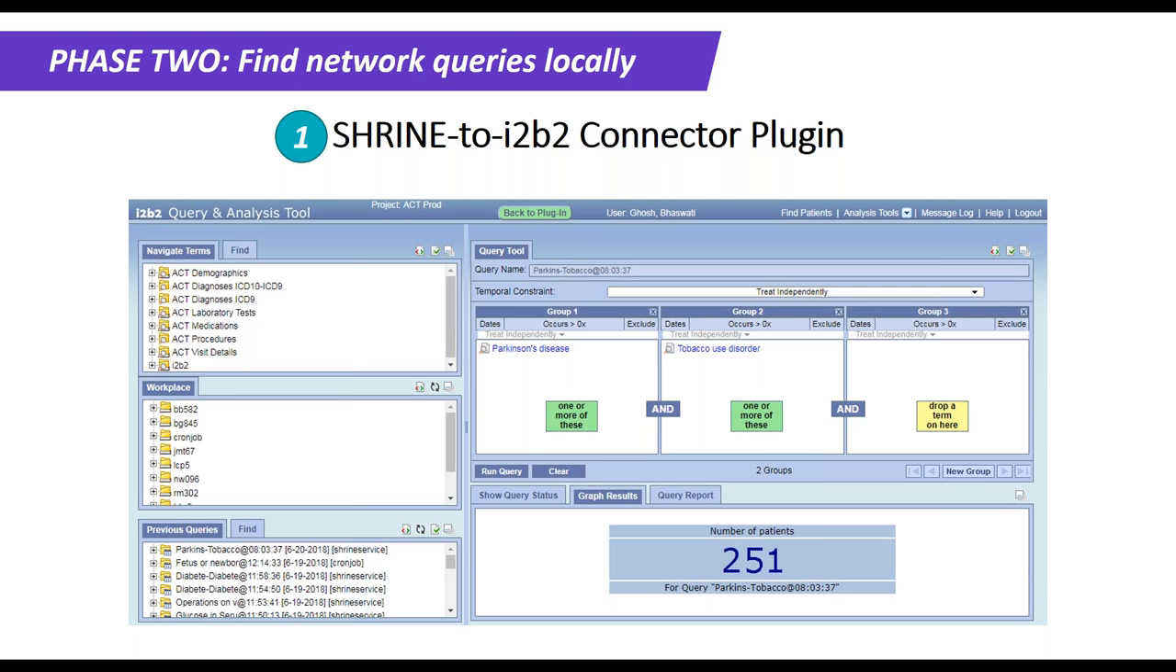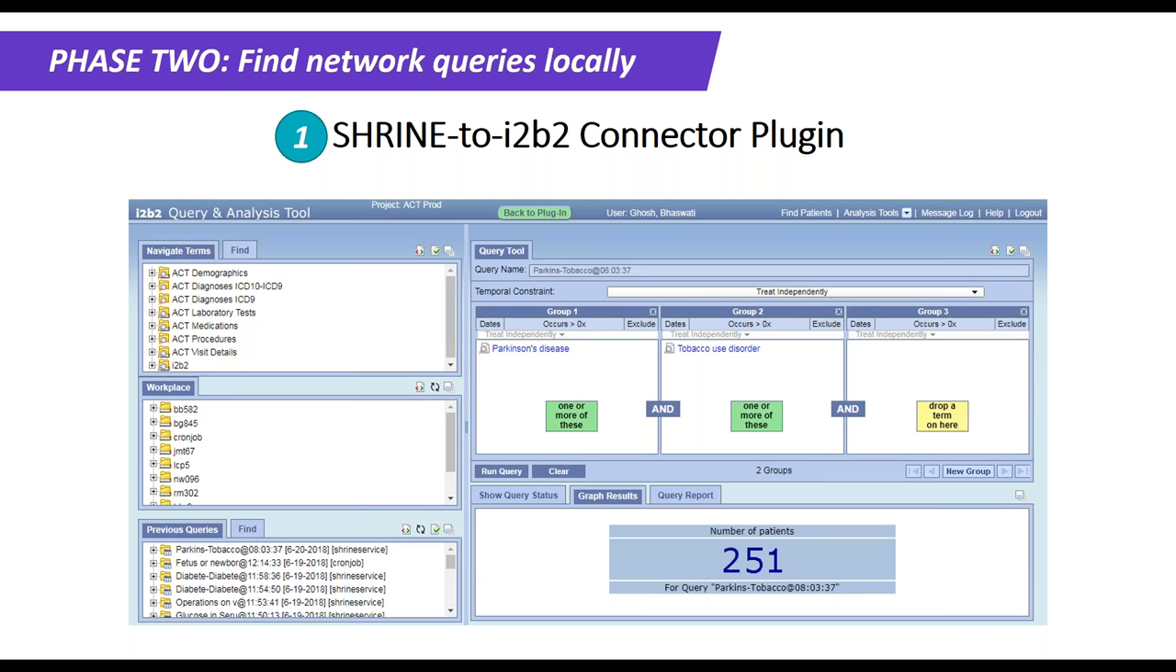What's displayed there is the result of the query that's run in SHRINE. In SHRINE, and yes, with an obfuscated count there. It could be like 250 plus or minus. Then is it also true that what just came over is only a query definition and not a patient set? Correct. So when I'm doing this locally, I'm rerunning that query.